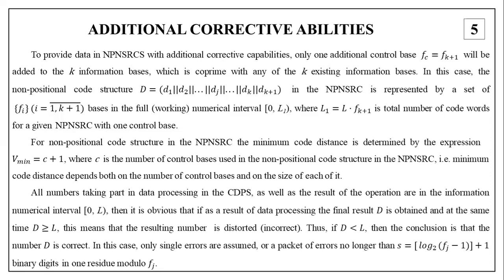If we obtain a number D greater than or equal to L, this means the resulting number is incorrect. If D is less than L, then the conclusion is that the number D is correct. In this case, only single errors are assumed, or a packet of errors no longer than S binary digits of one residue.